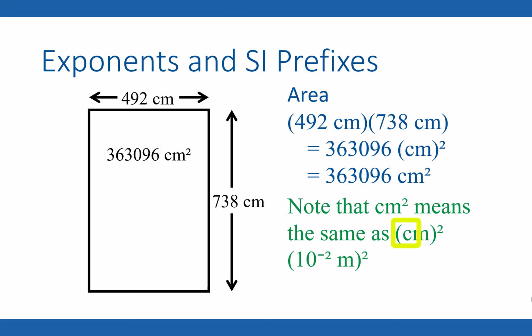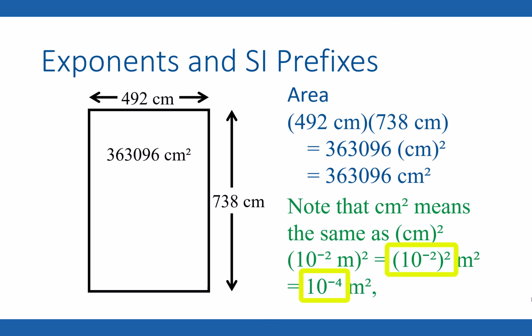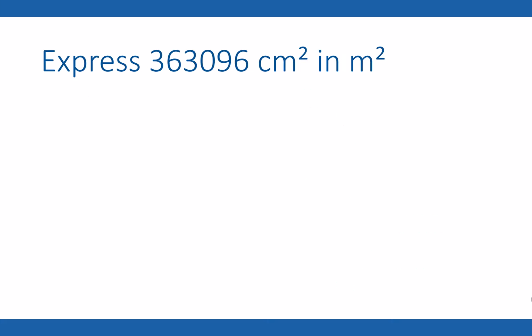The prefix c represents 10 to the power negative 2. Because the c is squared, we square 10 to the power negative 2, which gives 10 to the power negative 4. 1 square centimeter equals 10 to the negative 4 square meters, not 10 to the negative 2 square meters. Let's convert this area to square meters.